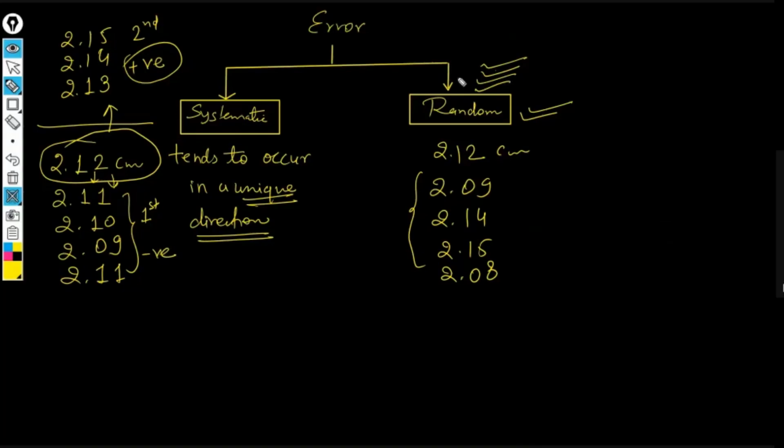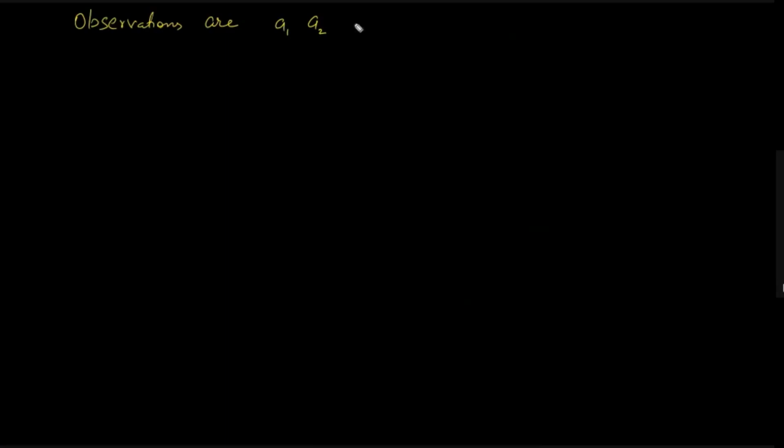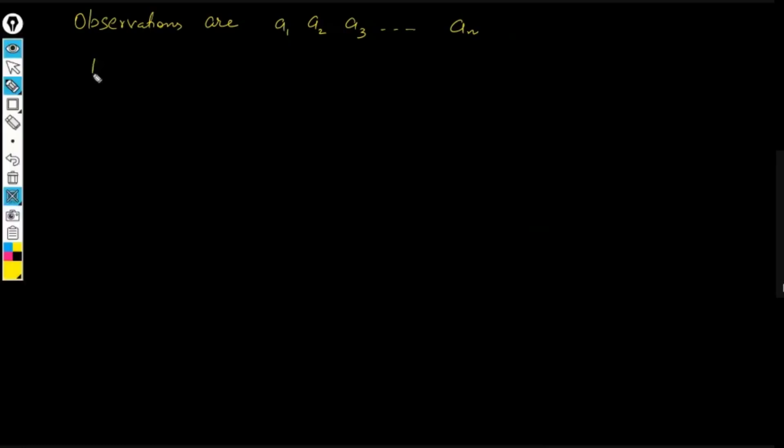Let's move now to the measurement part of the random error. So let's say we do an experiment, and the observations are A1, A2, A3, up to AN. So first of all we will find the true value or absolute value.